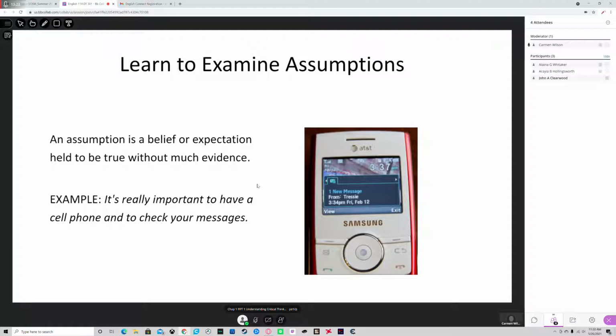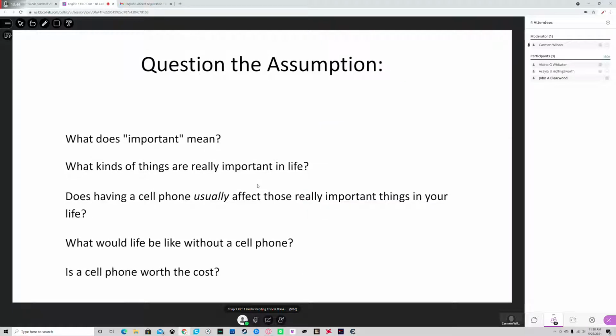So here it is. It says, learn to examine assumptions. Again, here's the definition. An assumption is a belief or expectation you believe to be true without much evidence. And then they give me an example. Is it really important to have a cell phone and to check your messages? That's your assumption. We're going to go through this quickly.